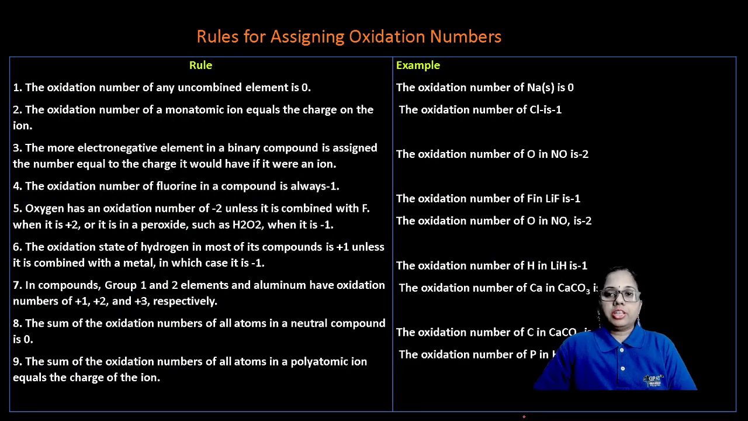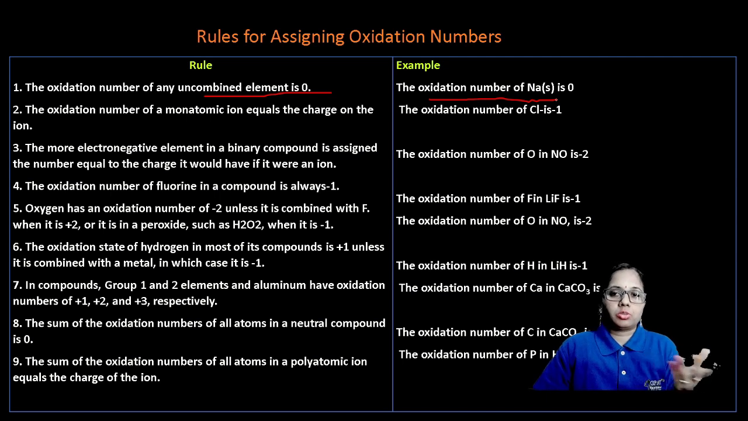So what is oxidation number? There are 9 different rules for assigning oxidation number. The first rule: the oxidation number of any uncombined element is 0. You need to remember all these rules. For each rule, we have given one example here. So, the oxidation number of sodium.